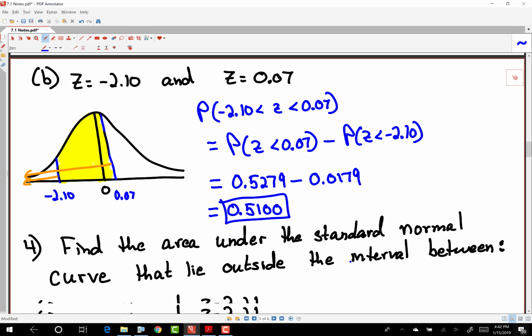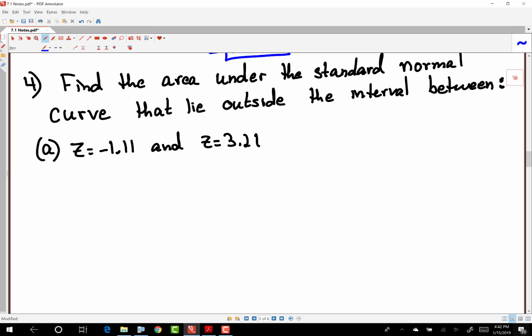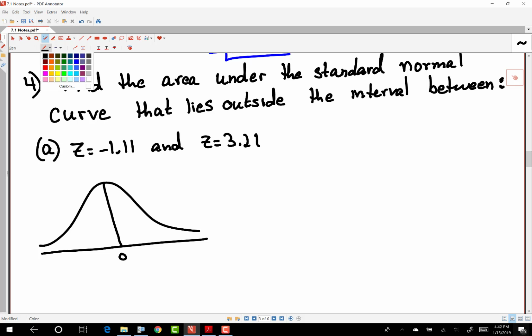Okay, one last scenario for using the table is when we're looking at finding the area in two tails of the standard normal curve. This is saying find the area under the standard normal curve that lies outside the interval between these two numbers. Let's look at it visually. Here's the mean at 0. Negative 1.11 is going to be roughly about right here, and 3.21 is going to be roughly about right here. It's way out there. So what they're asking us to find is the area that lies outside that interval. So we want this tail and this tail. So we're finding the area in the two tails.